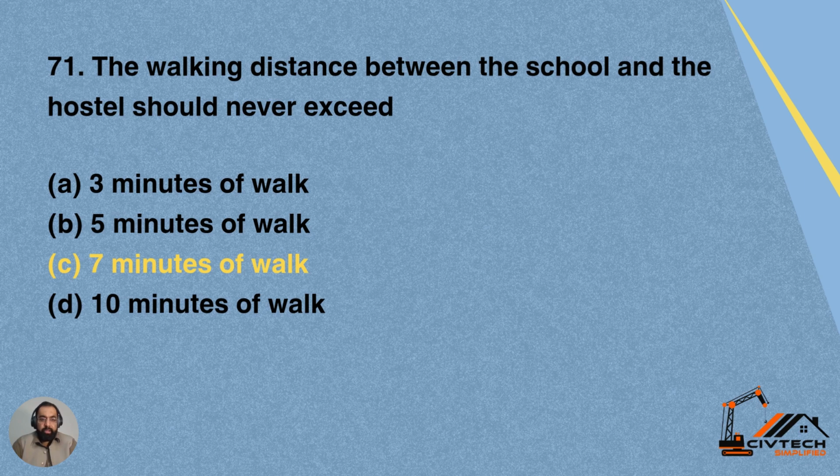Then we have question 71. The walking distance between the school and the hostel should never exceed 3 minutes walk, 5 minutes walk, 7 minutes walk, or 10 minutes walk. So the maximum walking distance between a school and a hostel should be 7 minutes walk for the students.